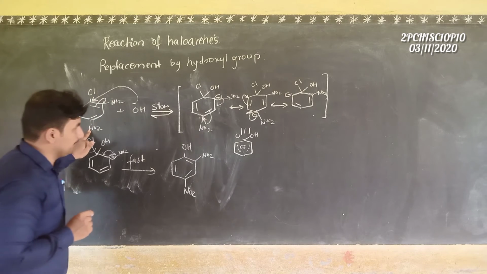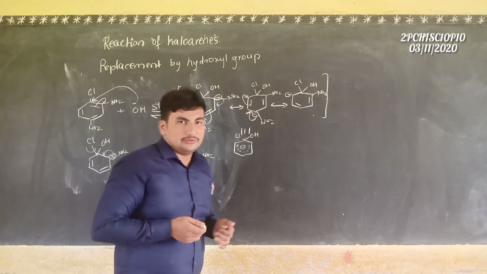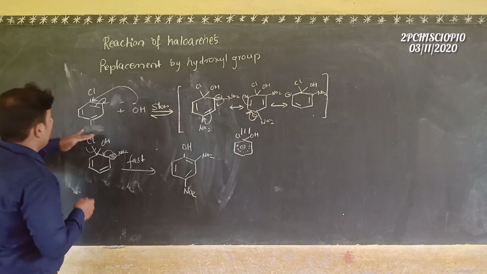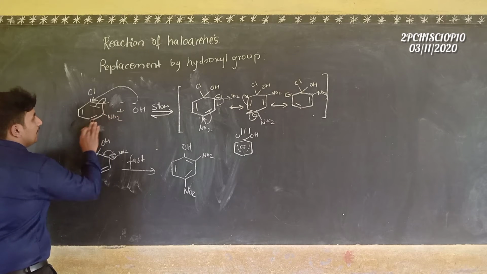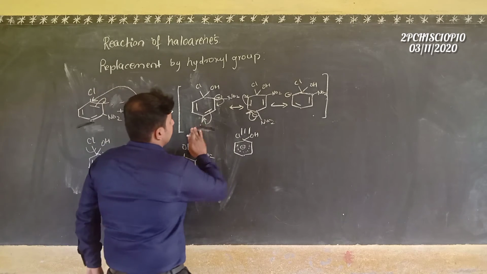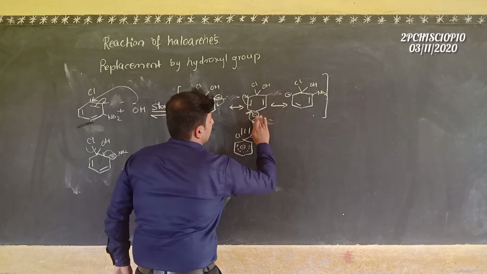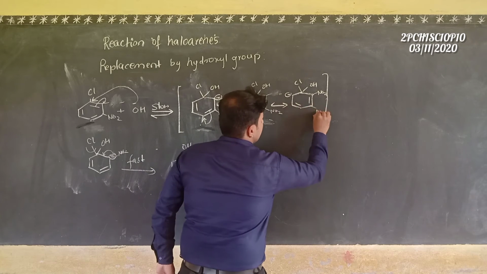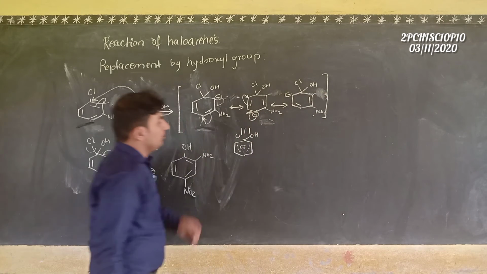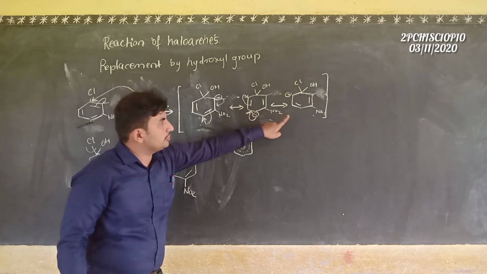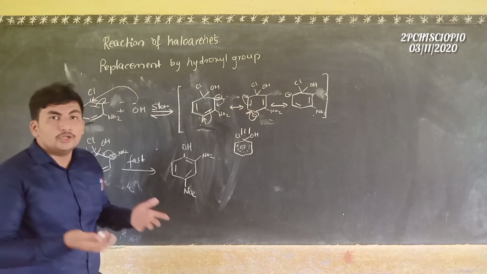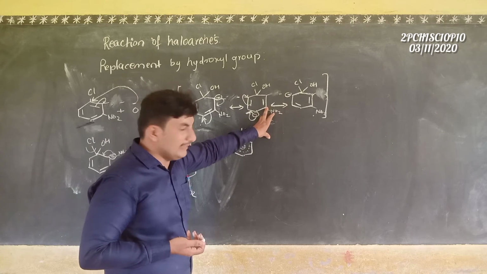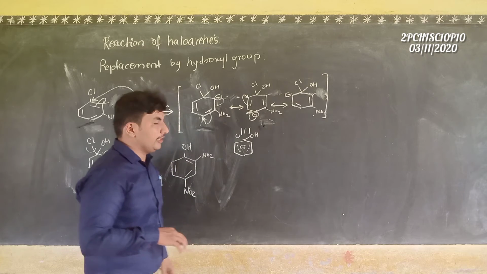and para position. Now, meta position. Suppose in meta position the electron withdrawing group is there, not in ortho or para. In meta position, do you see any electron or negative charge in the meta position? No, right? So there is no electron or negative charge on this carbon by resonance structure.